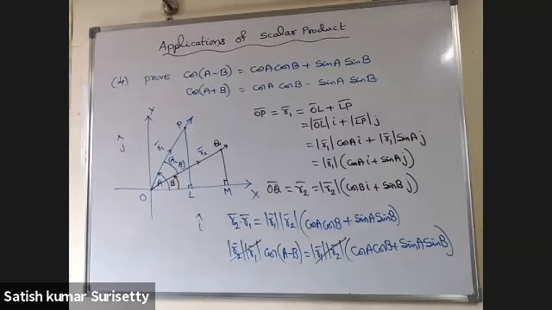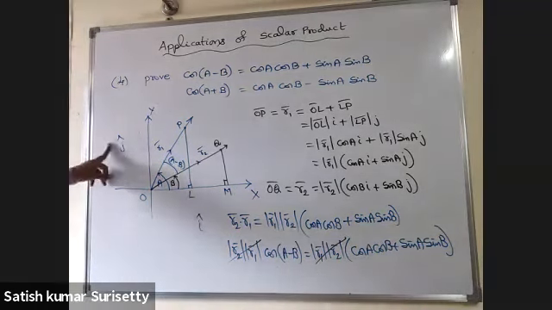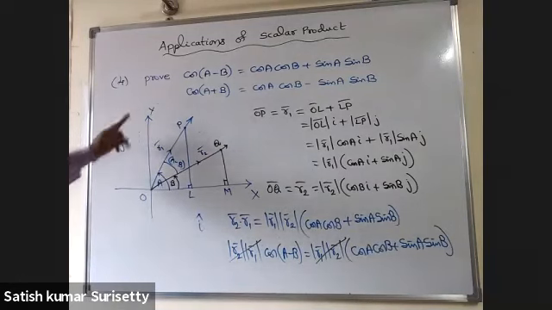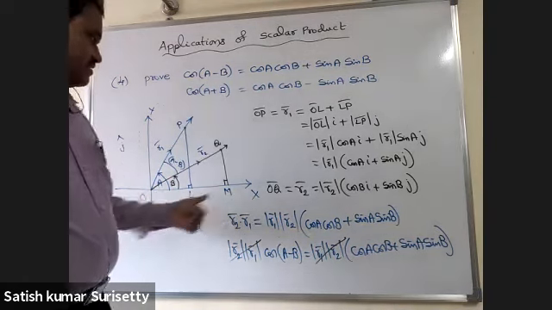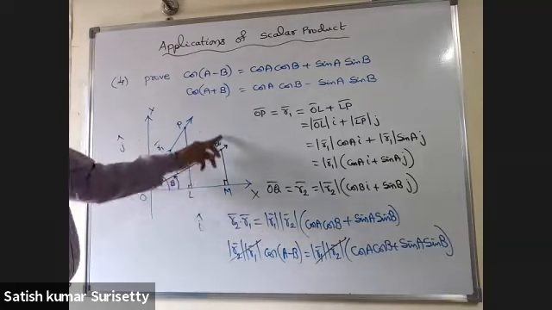So using vectors, we can prove the compound angle formula cos of A minus B equals cos A cos B plus sin A sin B. So take I cap and J cap as the unit vectors along x axis and y axis, and take a vector OP bar that makes an angle A and OQ bar that makes an angle B with x axis. Now draw perpendiculars PL and QM.